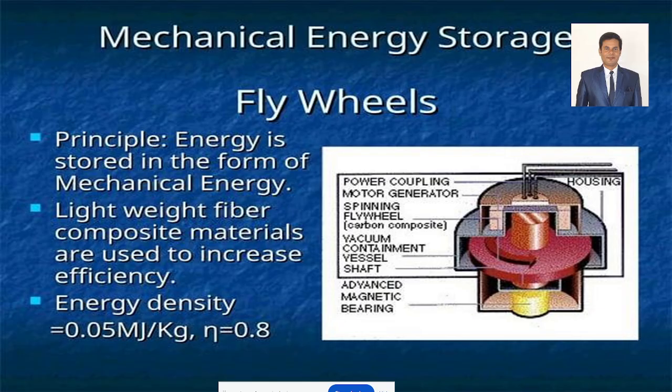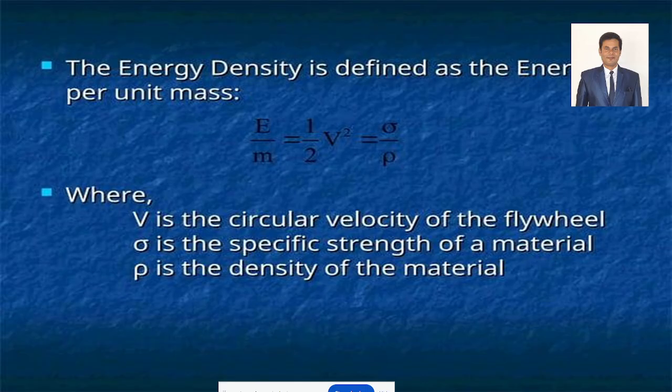And if we talk about the energy density, it is around 0.05 megajoules per kg. Efficiency is good in nature, with respect to efficiency it is 0.8. Energy density is defined as energy per unit mass. So E = 1/2 m v squared. If we take the m over here in the denominator, then E/m is equal to 1/2 v squared.